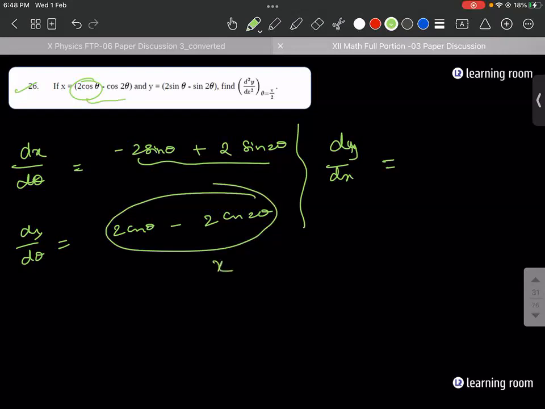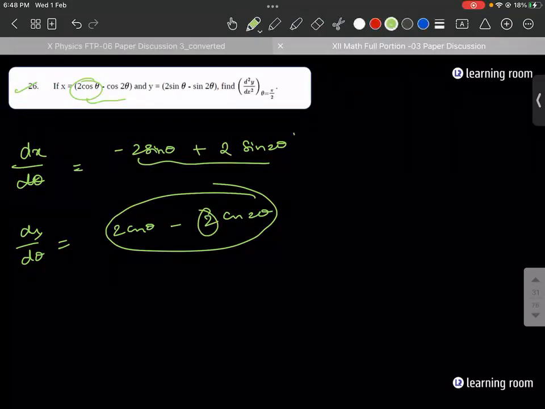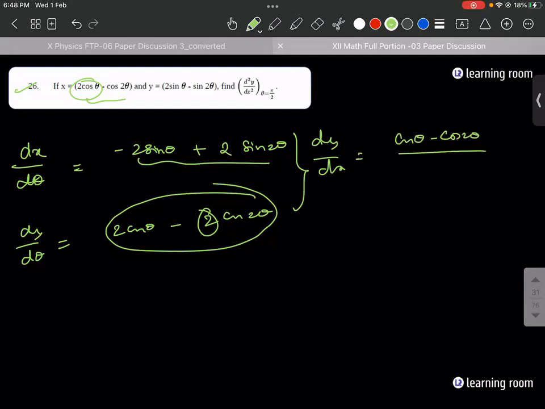See, I wrote this as x. No, this is not x. 2 cos theta minus cos 2 theta is x. This 2 is extra. This is not x actually. So what I wrote is wrong. So what is dy by dx? So it is cos theta minus cos 2 theta divided by minus sin theta plus sin 2 theta.